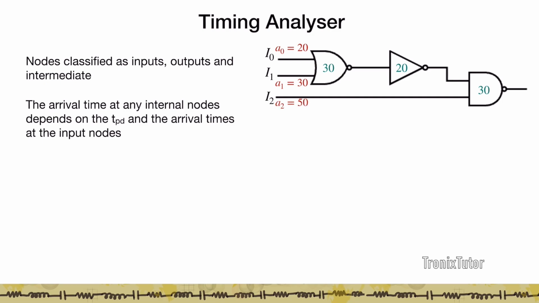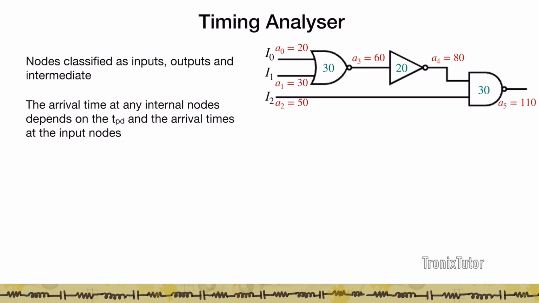So let's look at this case where we have three inputs to this very simple circuit. The first input arrives at, say, 20 units after the time starts. I1 arrives at 30 units of time after time starts, and I2 arrives 50 time units after time starts. Now this means that the output of the first gate is going to be available only after 60 time units, right? Since I1 is arriving late, that is going to decide when this intermediate node is going to be ready. Similarly, this intermediate node, since there's only one input and one output, is going to be ready 20 units of time after A3.